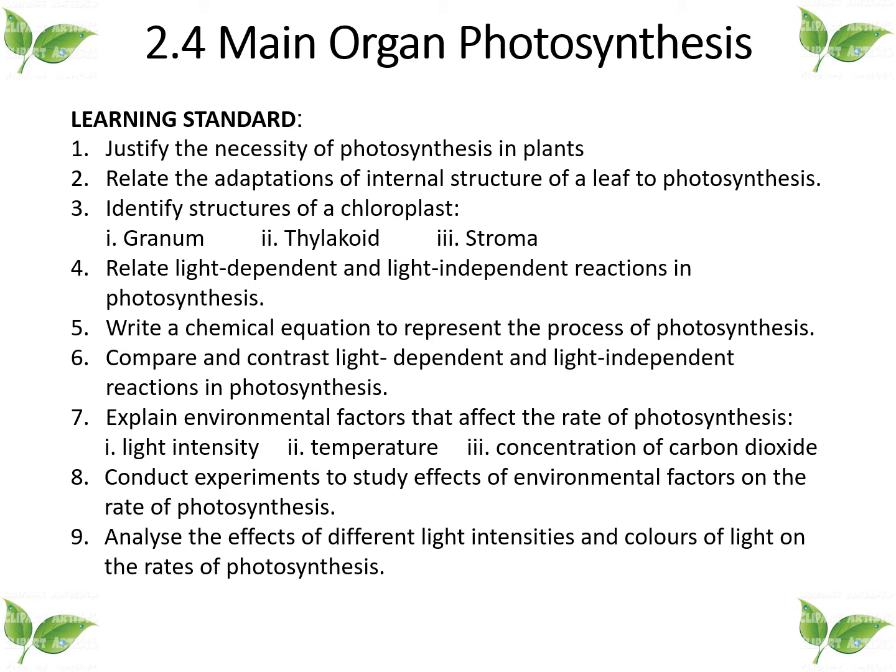Number 7, explain the environmental factors that affect the rate of photosynthesis, which are light intensity, temperature, and concentration of carbon dioxide. Number 8, conduct an experiment to study the effect of environmental factors on the rate of photosynthesis. Number 9, analyze the effect of different light intensity and color of light on the rate of photosynthesis.